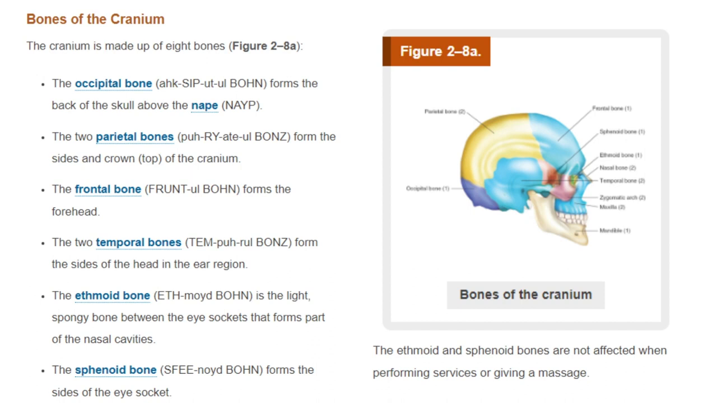The ethmoid bone is the light, spongy bone between the eye sockets that forms part of the nasal cavities. The sphenoid bone forms the sides of the eye socket. The ethmoid and sphenoid bones are not affected when performing services or giving a massage.